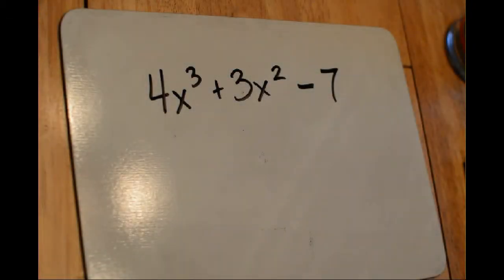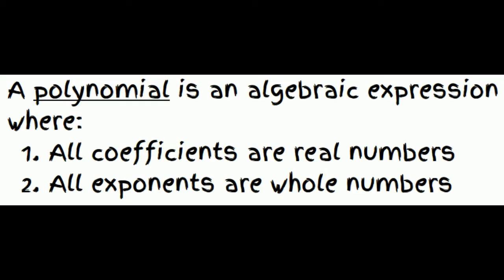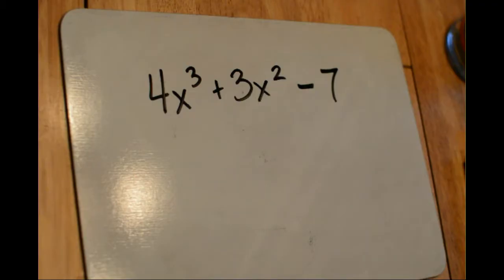Going to take a quick look at adding and subtracting polynomials. Now the first thing we want to take a look at here is what a polynomial is. Well, a polynomial is defined as an algebraic expression that contains terms with real number coefficients and positive whole number exponents on the variables.